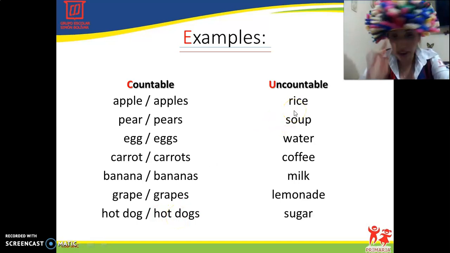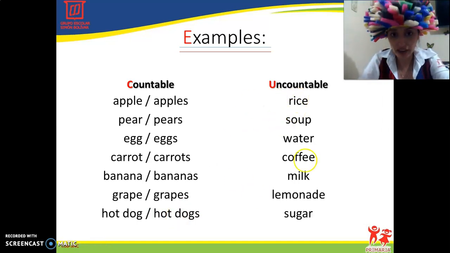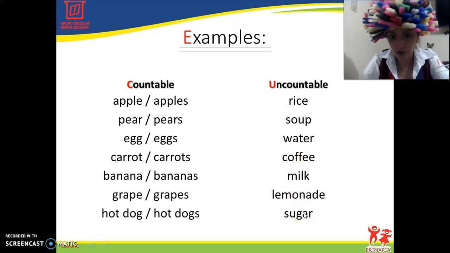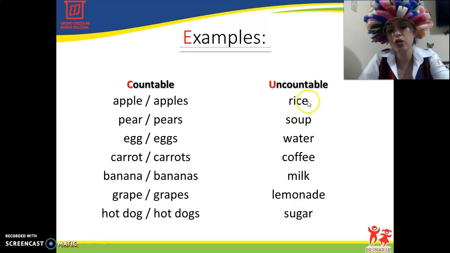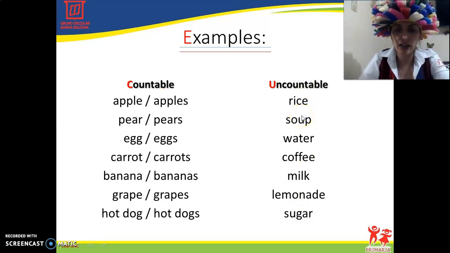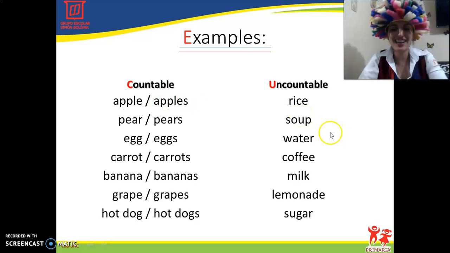Uncountable, no count. You cannot count it, okay? Rice, soup. Soup is like fideo, okay? So, soup you cannot count, all right? Water, coffee, milk, lemonade, sugar. You cannot count them, okay? You cannot count any of those. Those are uncountable. Countable, uncountable, okay? Yes? No problems? Okay, very good.